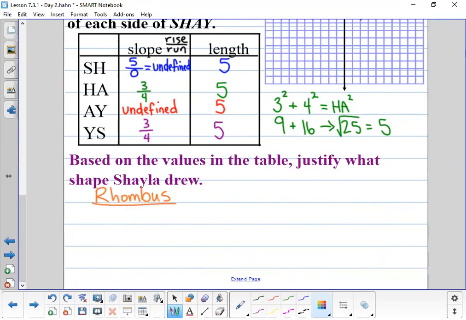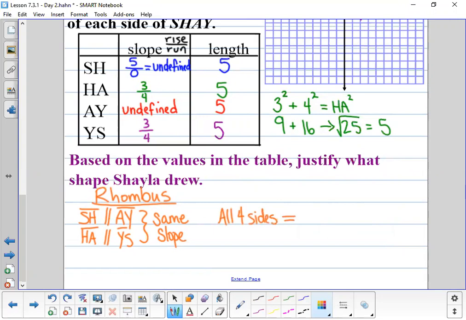And my justification for it being a rhombus is that SH is parallel to AY and HA is parallel to YS. And the reason that I know that these two things are parallel is because they have the same slopes. And then I know that all 4 sides are congruent because they all have the same length of 5. And that is what tells me that this is a rhombus.